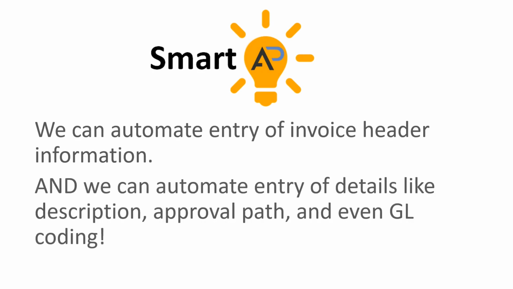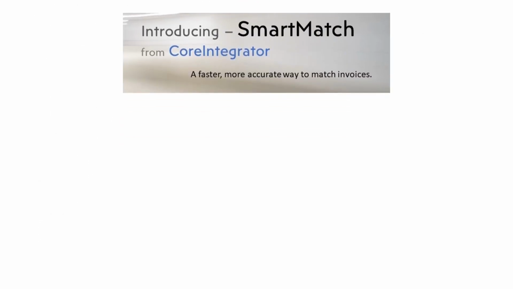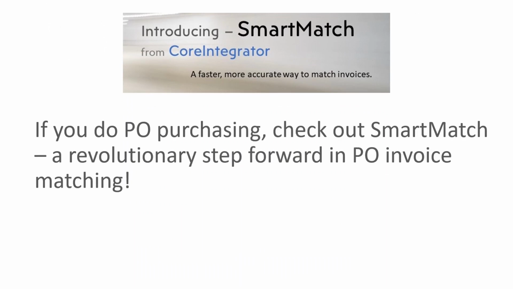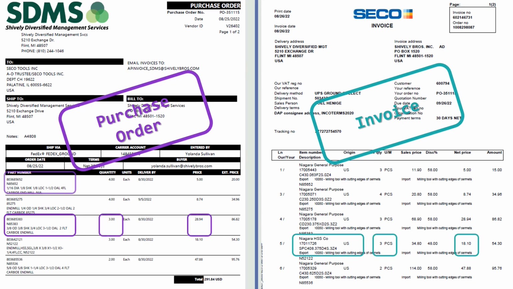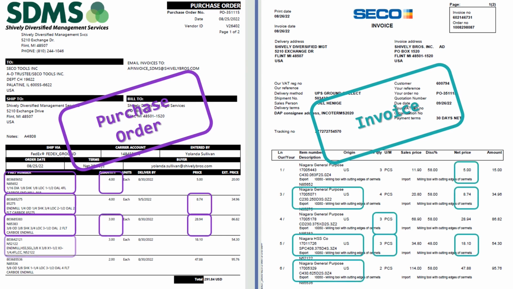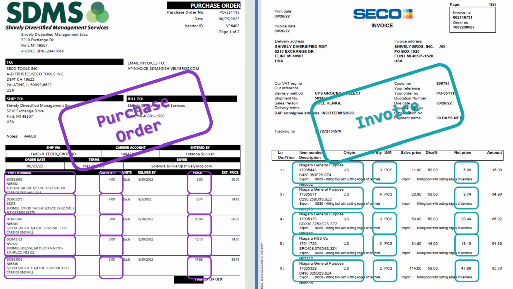Now, if you deal with PO-based invoices and your job is to match the invoice to the purchase order, well, you already know that in itself is a very time-consuming process. So if you thought Smart AP was cool, just wait until you see Smart Match.